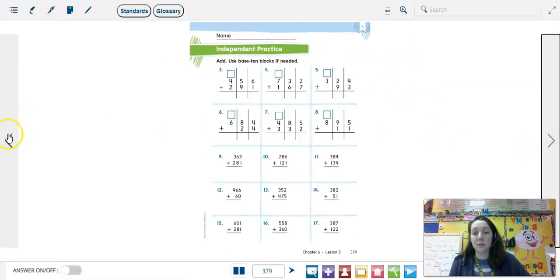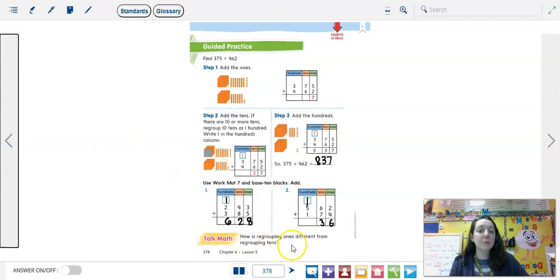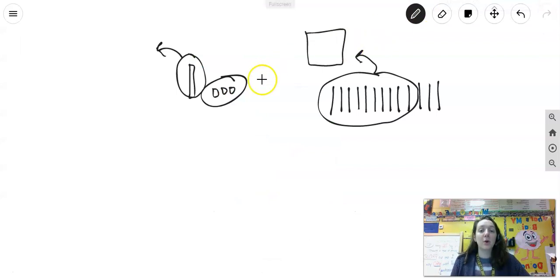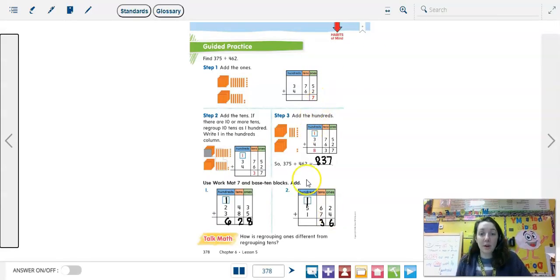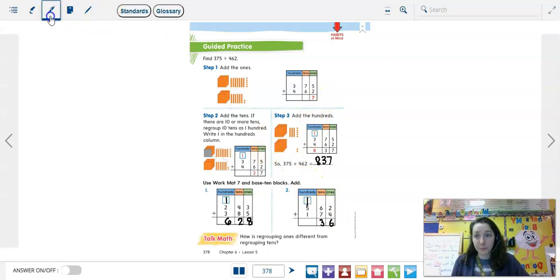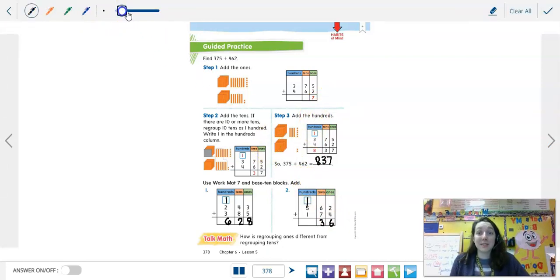All right, let's talk some math. How is regrouping ones different from regrouping tens? Well, it's actually kind of what I just talked about, right? So they're very similar because if you have more than 10, you're regrouping to the next one, but it's different because even though, yes, I said 13 is what that place equaled, it was actually 13 tens. Okay, so if it would be 13 tens, it's actually representing 130, right? So that's the main difference, really, is what you're counting is a bit different, but how you do it is the same.